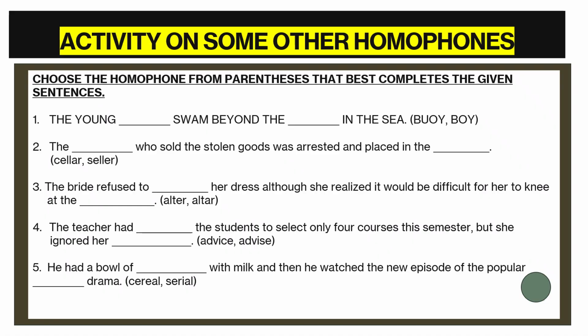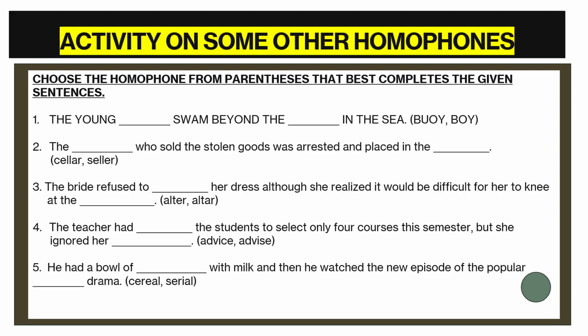And here is a final activity on some other homophones. Now the activity, the instruction reads, choose the homophone from the parentheses that best completes the given sentences. Sentence 1. The young blank swam beyond the blank in the sea. Boy, B-U-O-Y, B-O-Y, boy. So you're to choose the correct homophone for each area.